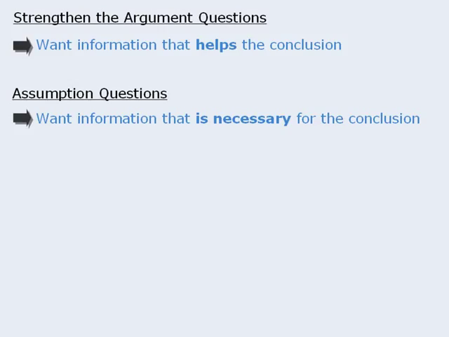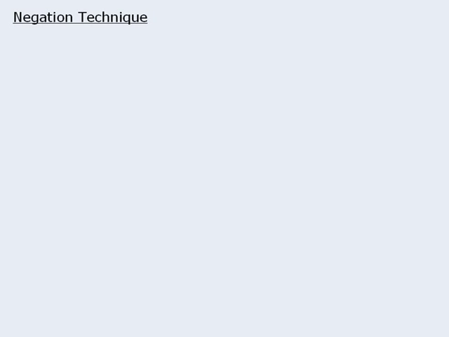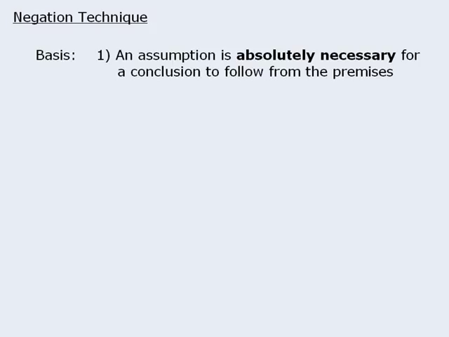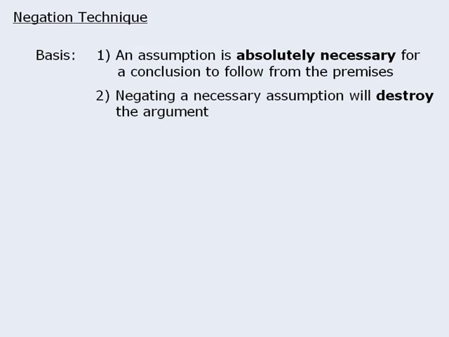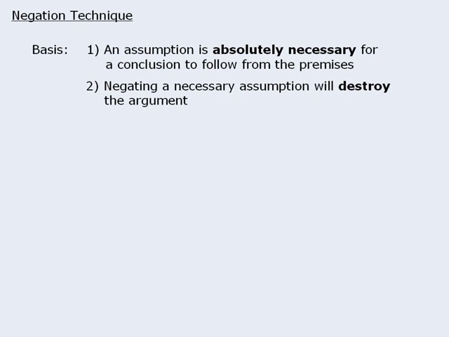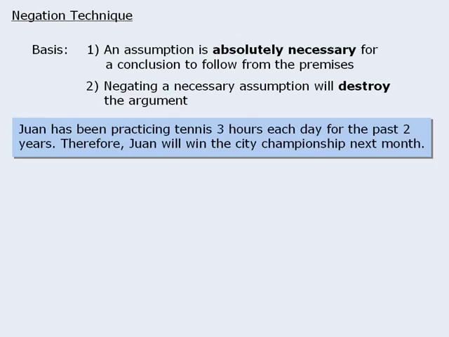We can use this fact about assumption questions to help us add a very powerful tool to our strategy. We call this tool the negation technique. Here's how it works. First, recognize that an assumption is something that is absolutely necessary for an argument to be valid. In other words, we need that assumption to be true in order to draw the conclusion. So what happens if we take a required assumption and negate it? In other words, we make that assumption not true. Well, since the argument needs that assumption to be true, the negated assumption will destroy the argument. Consider this example. Juan has been practicing tennis 3 hours each day for the past 2 years.